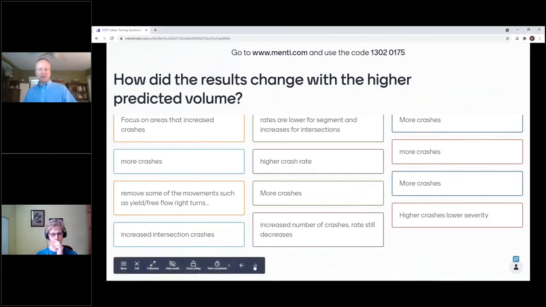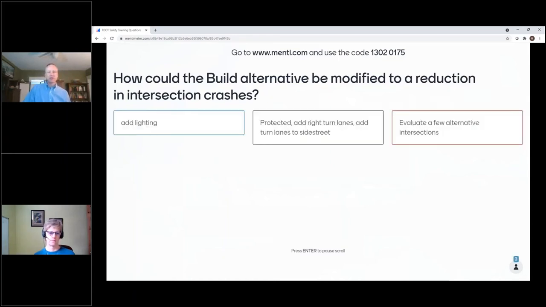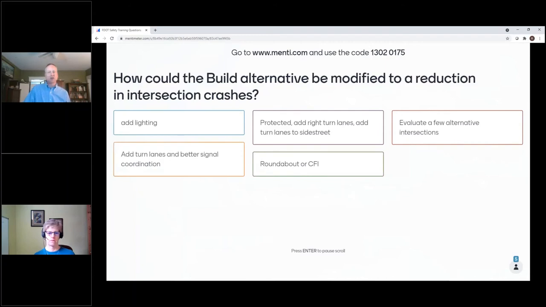Let's go on to the next question. How could the build alternative be modified to yield a reduction in intersection crashes? So what can we do? What can we do? The project team is not happy with this result, and or your project manager, nobody's happy. What can we do to improve this? This is an opportunity for you to work on your own to test it. I've got an idea that I will show you here in a minute, but you've got the spreadsheets and can kind of test it out on your own.